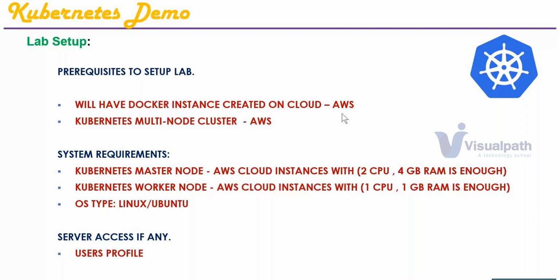Kubernetes multi-node cluster also will be done on AWS. So both Docker and Kubernetes will be done on AWS cloud. All right, so I would urge that you just go and create your AWS account. It is free for 1 year. So you'll be using a free tier account. Just go and get it. If you want, I can give you the URL also. Don't worry, we'll do that.